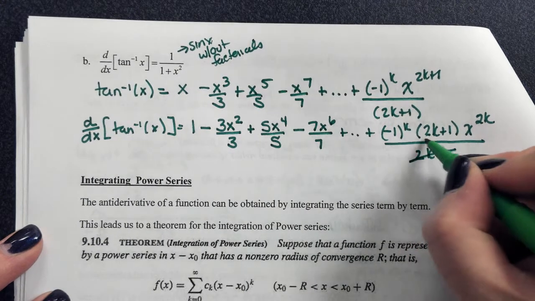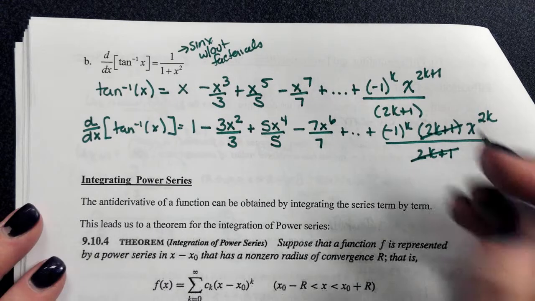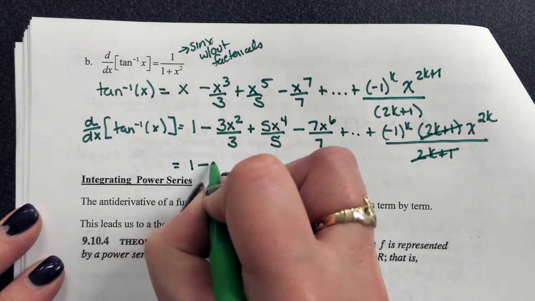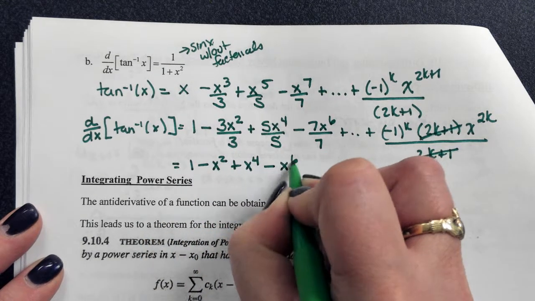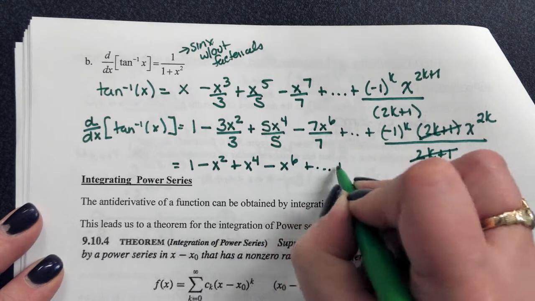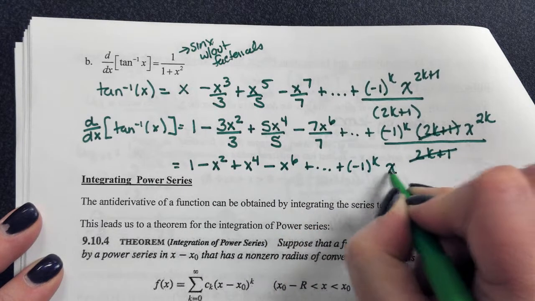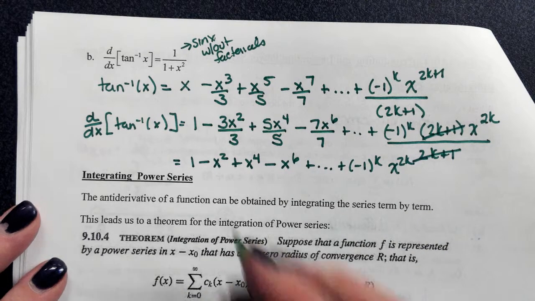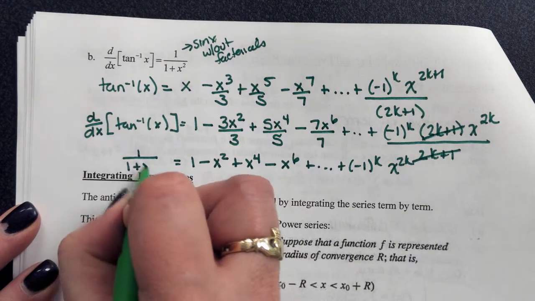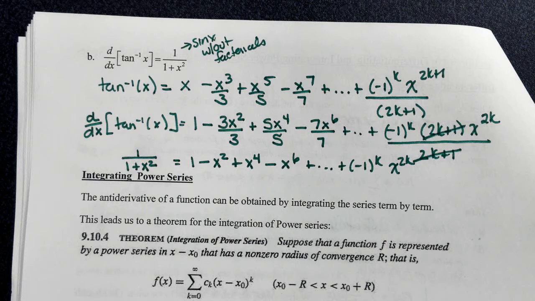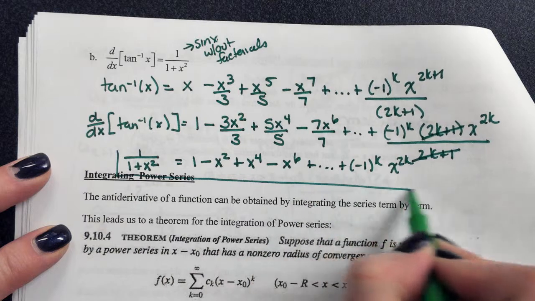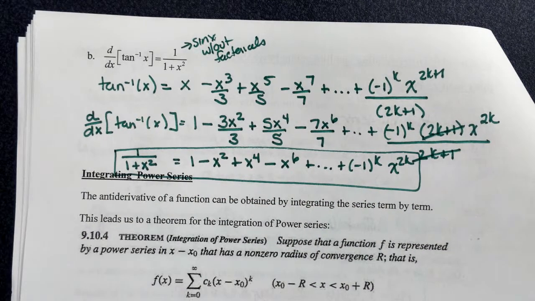And again, if you cross out your 2k plus 1, you're left with, finally, when I simplify this, 1 minus x squared plus x to the 4th minus x to the 6th plus dot, dot, dot, plus your negative 1 to the k, x to the 2k. And I'm going to show you a page in your textbook here that will give you all, and we're going to do the file folders next class. We're going to add a bunch of the Maclaurin polynomials that you'll want to memorize. This is actually your Maclaurin polynomial for 1 over 1 plus x squared.